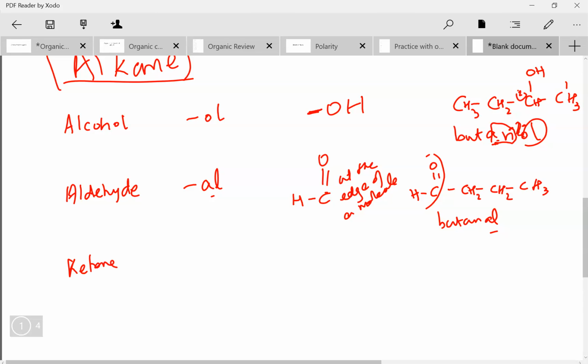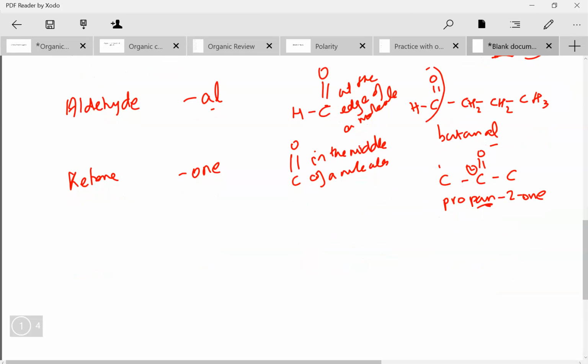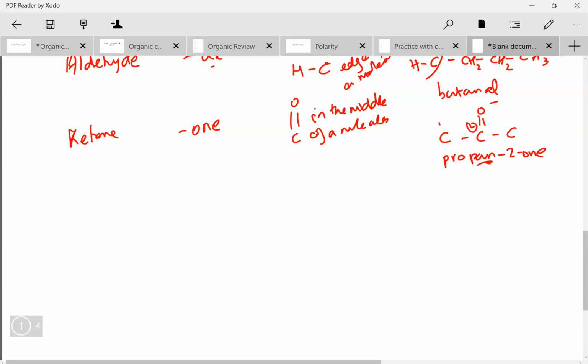Next functional group is a ketone, ending in -one, and this contains a C double bond O in the middle. It doesn't have to be the exact middle, it's just not at the edge of the molecule. So this could be 1, 2, 3, double bond O, so this is propan-2-one. Again, the "an" is from the alkane propane with a 2-one, because the second carbon has the double bond O, and that's not at the end, so it's a ketone. So that was aldehyde, ketone.